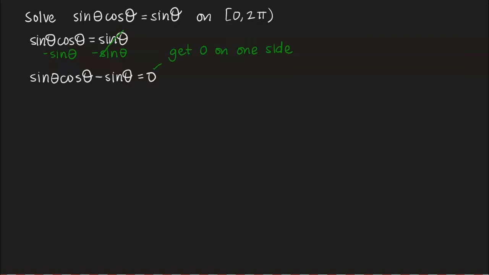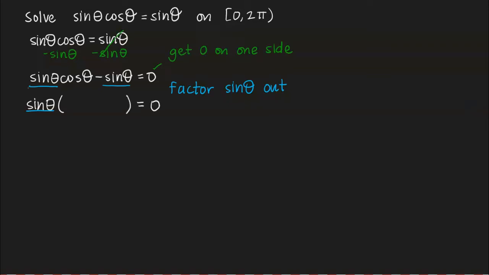Now when we look at the two terms that are on the left side of the equation, both of them have a sine theta in them. And so I'm going to take that common factor of sine theta and factor that out from the left side of the equation. So I'm going to pull out a sine theta and then we'll talk about what's left on the inside of the parentheses after we factor that out.